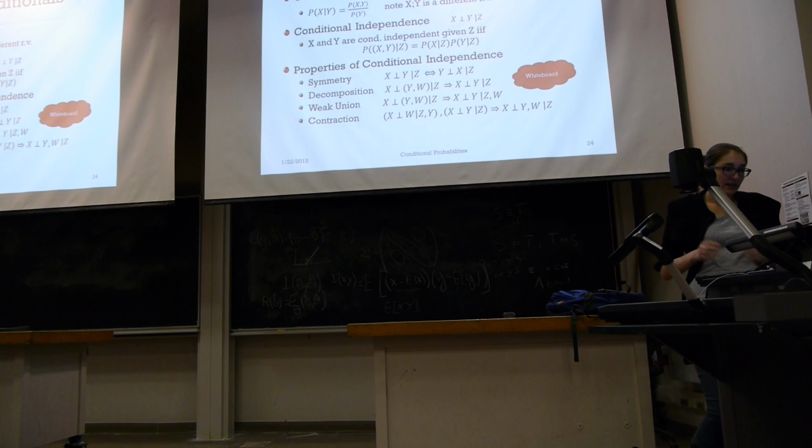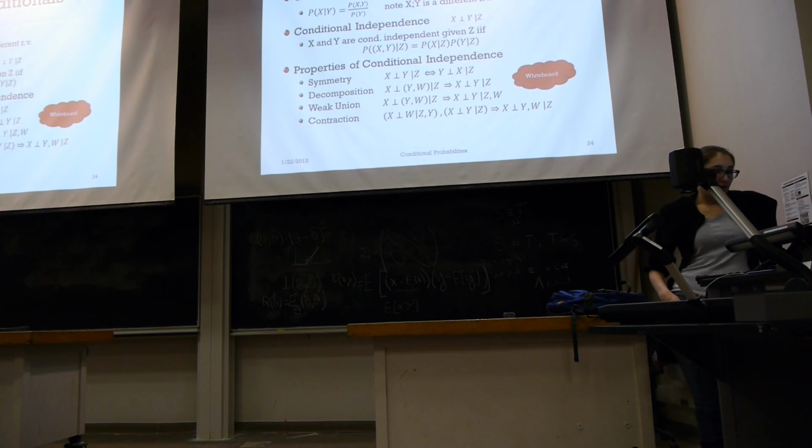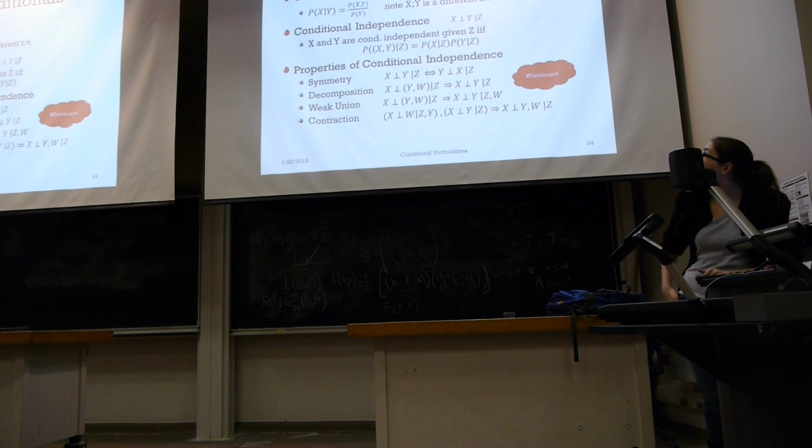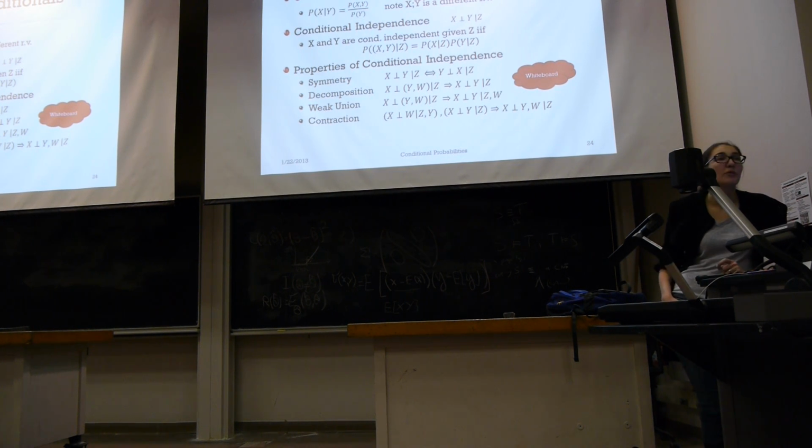So let's review conditionals. A conditional variable is something that is defined like that. So the probability of x given y is the probability of the joint over p of y. So x given y is a different random variable. Think of that as a different random variable.